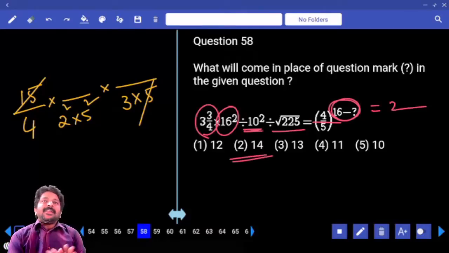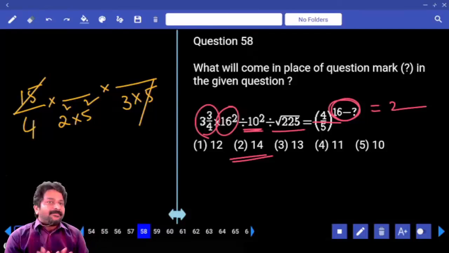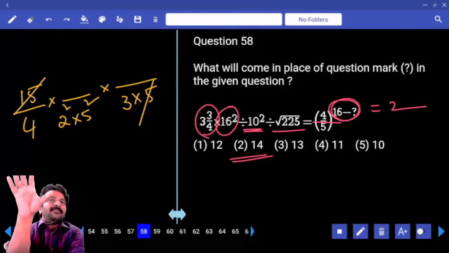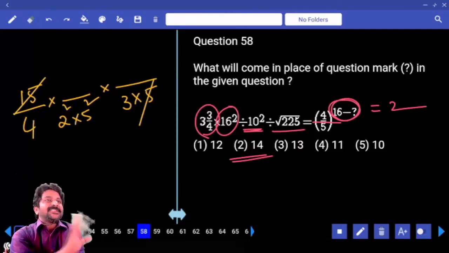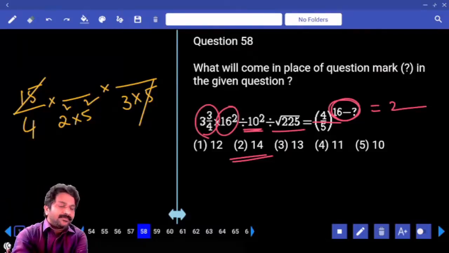I am not worrying about what is my numerator and how many 4 multiples are there. My concentration is only on denominator 5. In numerator and denominator together, how many 5 multiples are there? That's what I need. So that's why I left 16 square, because there is no 5 multiple in 16. Okay? Right.